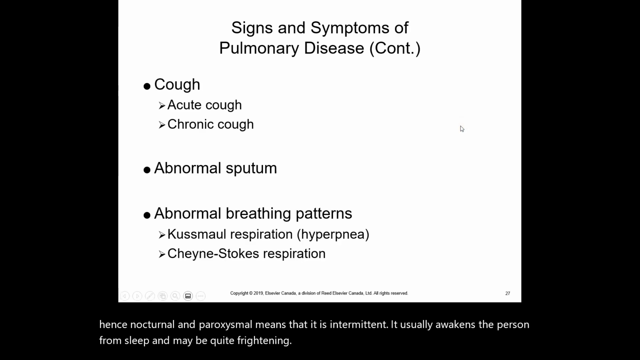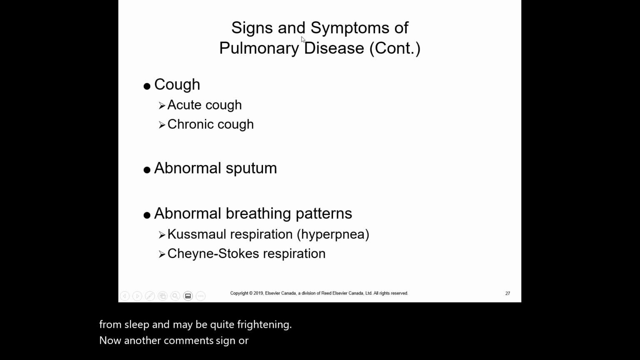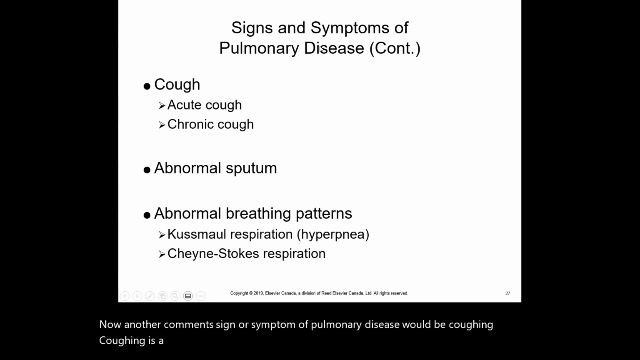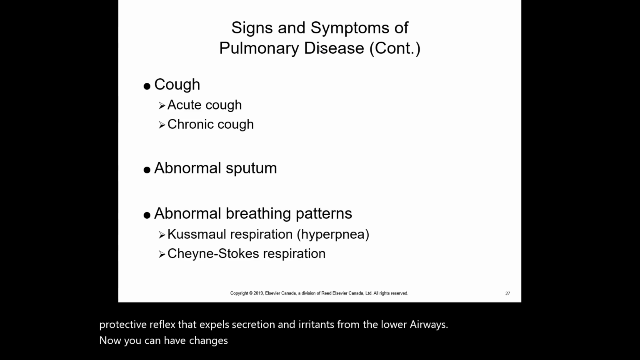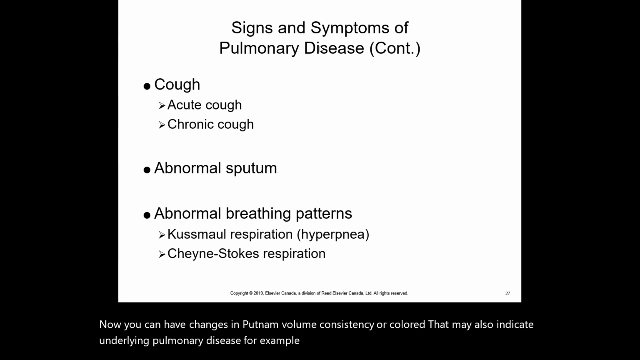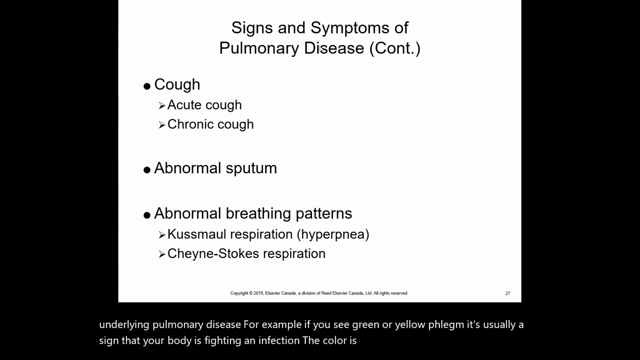Now, another common sign or symptom of pulmonary disease would be coughing. Coughing is a protective reflex that expels secretion and irritants from the lower airways. Now, you can have changes in sputum volume, consistency, or color that may also indicate underlying pulmonary disease. For example, if you see green or yellow phlegm, it's usually a sign that your body is fighting an infection. The color is derived from the white blood cells.